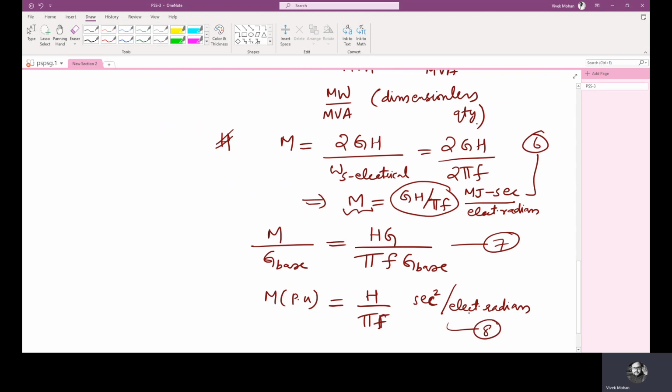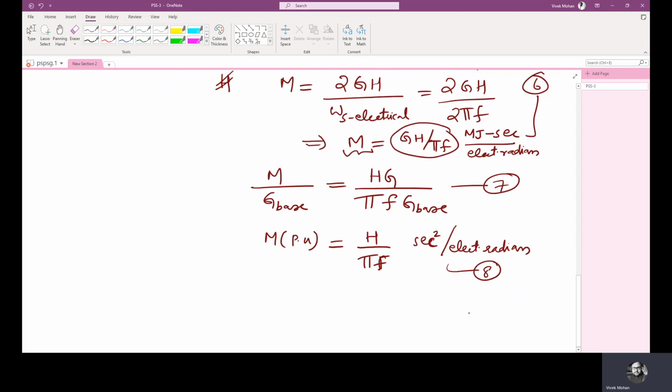Okay. Now, alternately, we can write M per unit as H by 180 into f. Then radians will become degrees, right? So second squared divided by electrical degree, right? This can be equation 9.